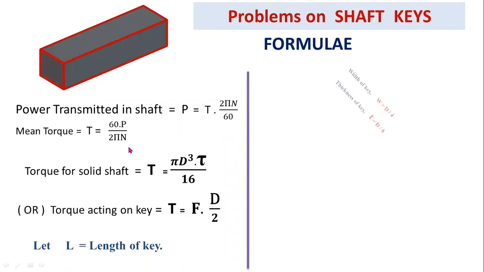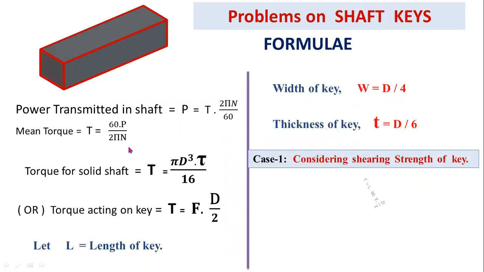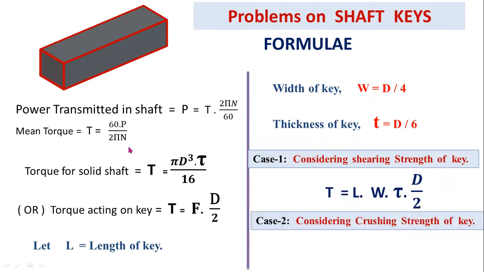These are the important formulas used in problems. These all are important formulas for design of keys. Here P is the power transmitted by the shaft. T is the torque or twisting moment. N is the speed of the shaft. Now tau is the shear stress induced in the shaft material.